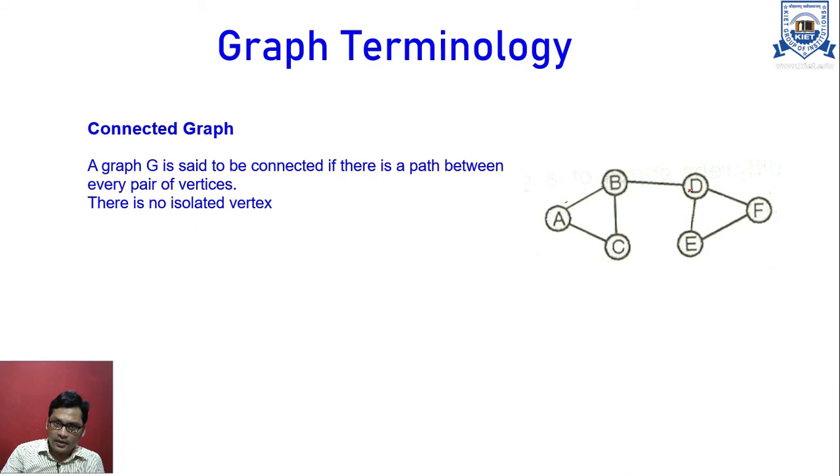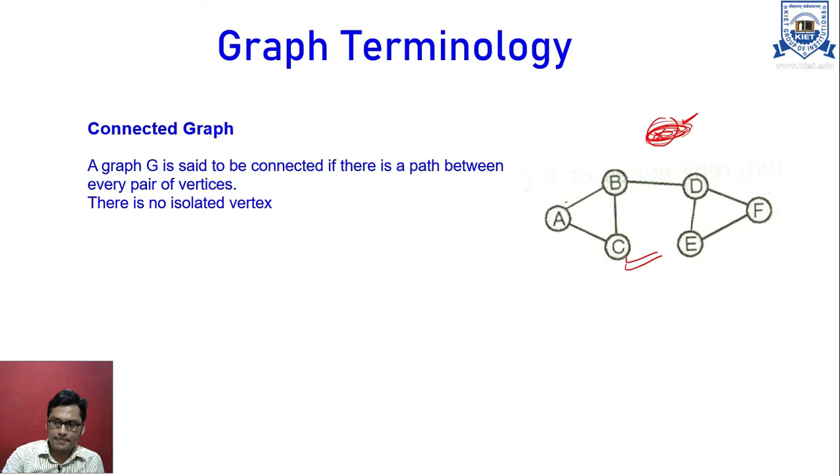But there must be a path between every pair of vertices. Suppose I take another vertex like this one, X. So this is not a connected graph because there is no path from B to X. There is no path from D to X. So there must not be any isolated vertex. This is an isolated vertex. An isolated vertex has no connection to any other vertex. Simple. So this is not a connected graph. But if I remove this vertex, then this is a connected graph.